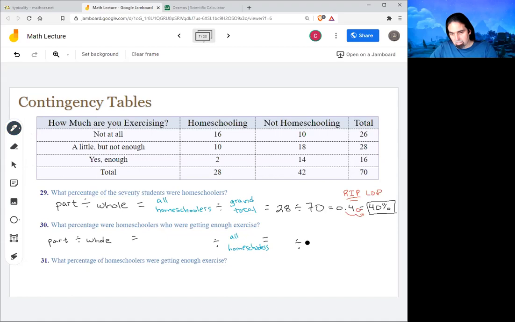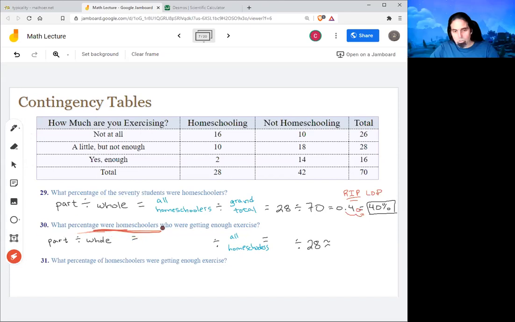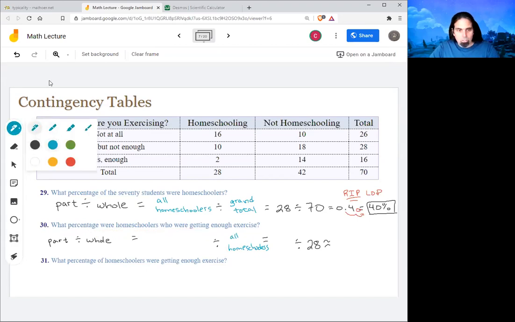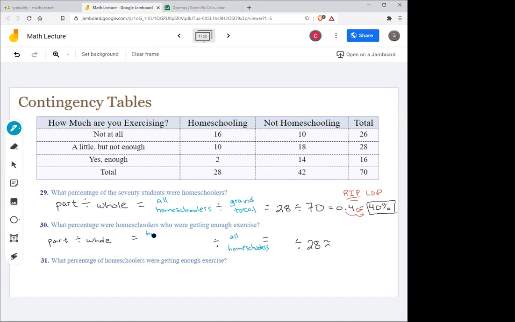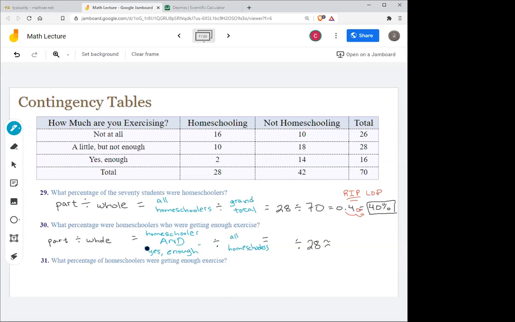Everyone see why? Yeah. As it says, what percentage of the homeschoolers, right? That is our baseline for comparison. That is our whole amount. Then getting enough exercise. So this is a combination of things. This is homeschooler and yes, enough exercise. Is it 2? It is 2.